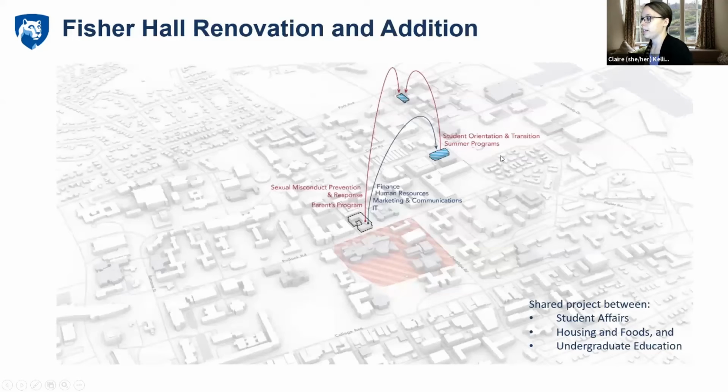Okay, and the last one is Fisher Hall. So they're planning on basically moving some non-student facing offices like the student orientation and transition programs and the parents program into a renovated Fisher Hall, and undergraduate education would also be hosted there. We've noted that this project primarily affects undergraduate students, so undergraduate education would provide some of the funding for this project, but there are other offices like the Office for Sexual Misconduct Prevention and Response that would be moved to this building that we're considering.